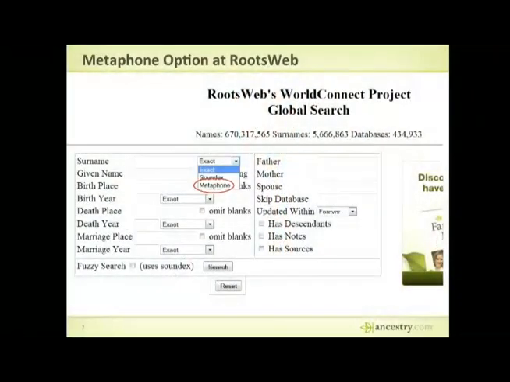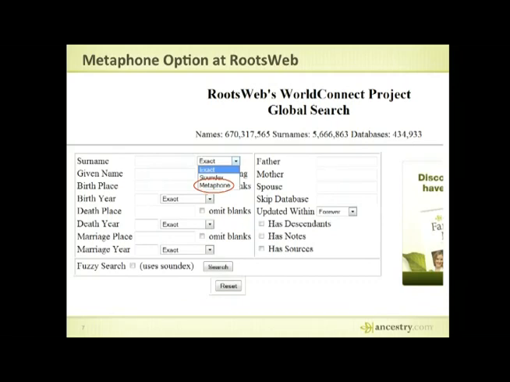As a researcher, you want to make sure you find every possible spelling, and that way you need to know what the limitations are in a system. Here's an example of how the Metaphone system works at RootsWeb. If you go to their World Connect project, you can, over on the surname field, there is a box that says exact. That means I'm going to search for just that spelling of the surname. But you can put in other options.